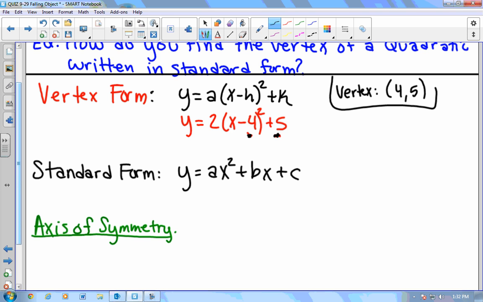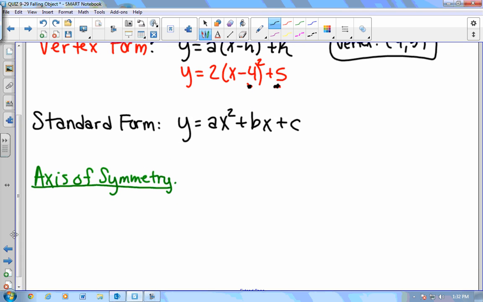The reason we would want to use this one is because it's easier to factor, which we will be learning in like a week. Ooh, factoring. We talked about a greatest common factor already, but we're learning how to factor a quadratic. So in standard form, the a, the b, and the c are going to be integers. They don't have to be integers actually, they can be fractions, but they're numbers. But you can't see the vertex just by looking at that standard form.